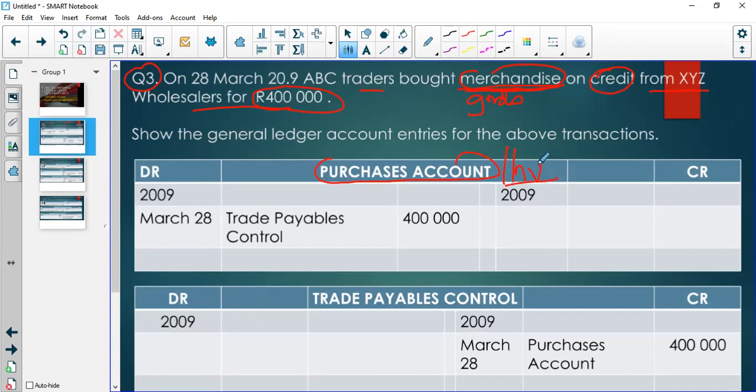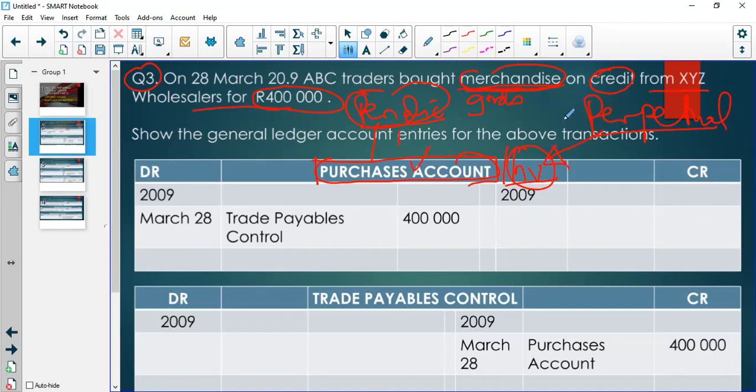So both answers are going to be correct. You could record that under the purchases account or the inventory account. So it depends on the inventory system that you use. If you use what we refer to as the periodic inventory system, then any purchase of goods for resale is going to be recorded under the purchases account. And if we use what we refer to as a perpetual inventory system, then any goods for resale that we buy are going to be recorded in the inventory account.